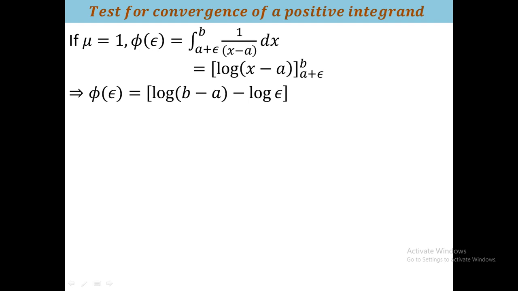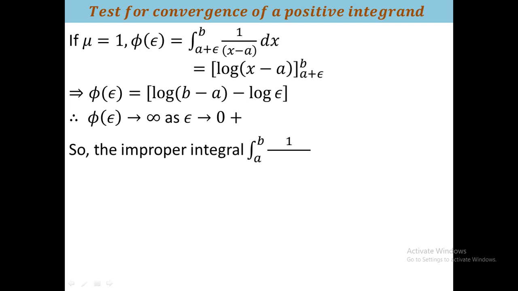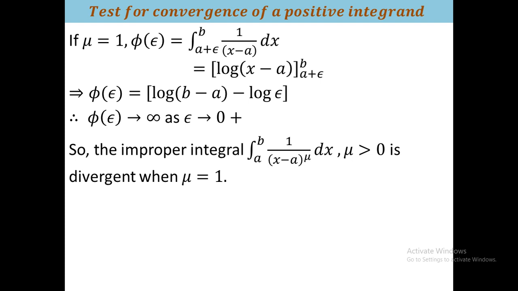Now we have to take the limit as epsilon tends to 0 plus. If you take the limit as epsilon tends to 0 plus, then log of epsilon will tend to minus infinity. As a result, this portion, minus log of epsilon, tends to plus infinity, but the other part is constant. Therefore the whole portion diverges to plus infinity as epsilon tends to 0 plus. So phi of epsilon tends to infinity as epsilon tends to 0 plus. So the improper integral from a to b of 1 by x minus a, whole to the power mu, with mu greater than 0, is divergent when mu equal to 1. Here we consider mu greater than 0 because this is an improper integration. So this improper integration diverges when mu equal to 1.